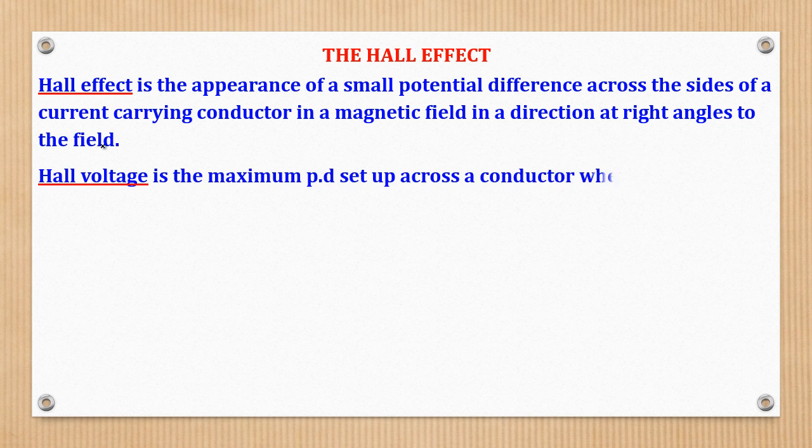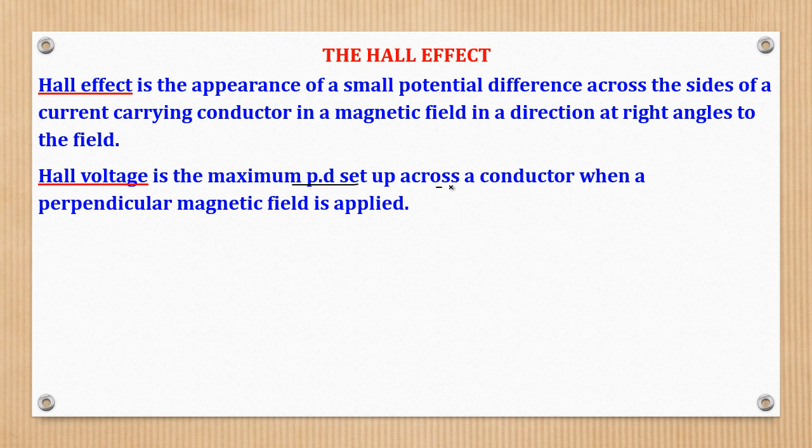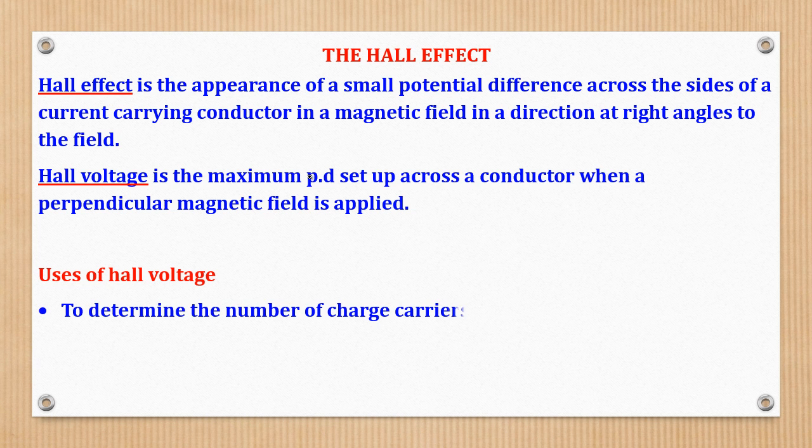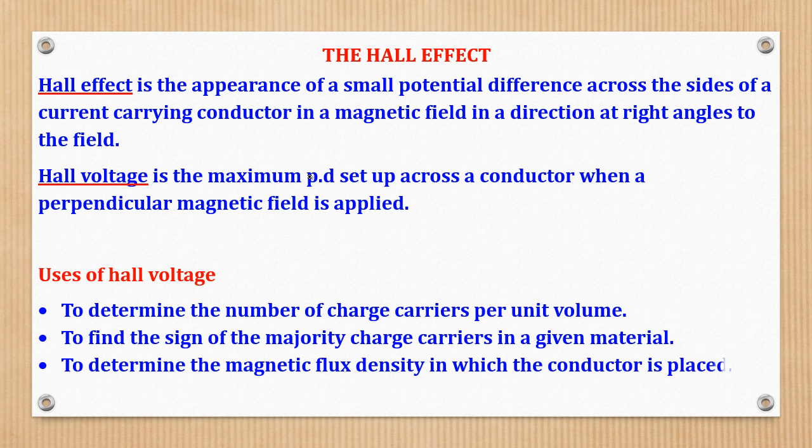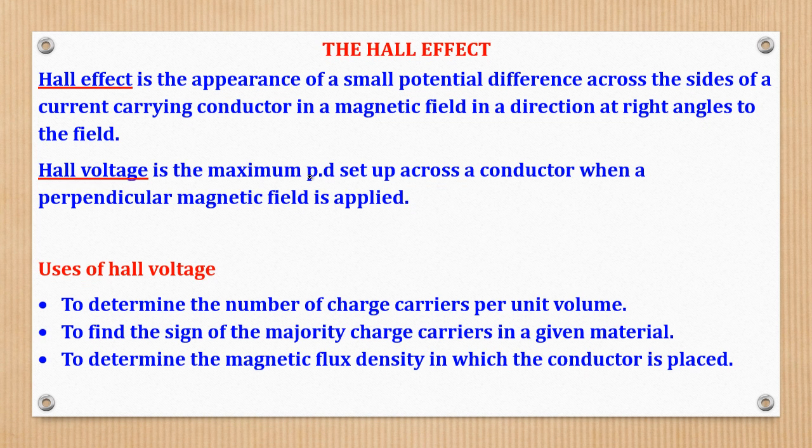Now, that PD is what we call the Hall voltage. The Hall voltage is the maximum PD set up across a conductor when a perpendicular magnetic field is applied. Uses of Hall voltage: one, to determine the number of charge carriers per unit volume; two, to find the sign of the majority charge carrier in a given material; and three, to determine the magnetic flux density in which the conductor is placed.